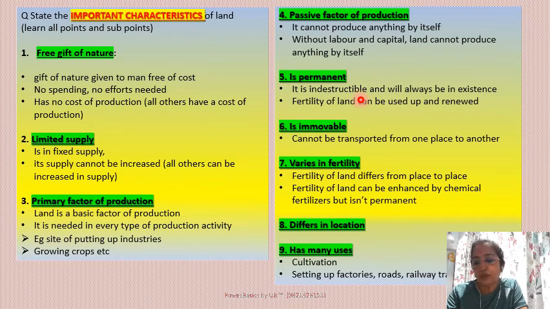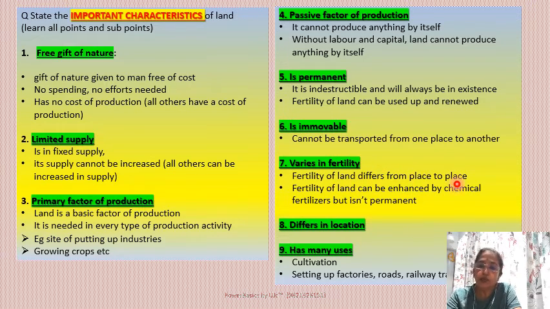It is permanent. It is indestructible and will always be in existence. Fertility of land can be used up and renewed. You drop a nuclear bomb, part of the earth will burst, but the earth will still be there. Land will still be there. We'll all be dead. Labor dead. Money burnt up. Entrepreneurship dead. Land will remain. It is permanent. It is immovable. You can't transport the earth from here to there. You can't cut a chunk of land here and take it somewhere else. No, it is immovable. It varies in fertility.